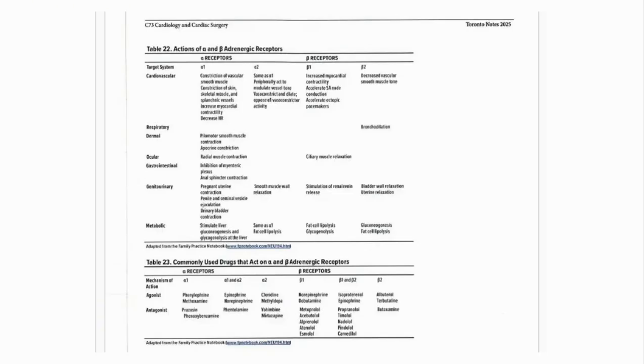Metabolic effects. Beta-2 receptors stimulate gluconeogenesis and fat cell lipolysis. They also contribute to glycogen breakdown in skeletal muscle.